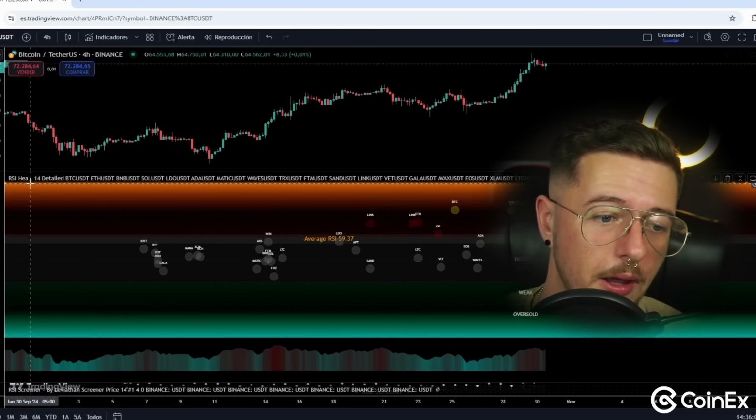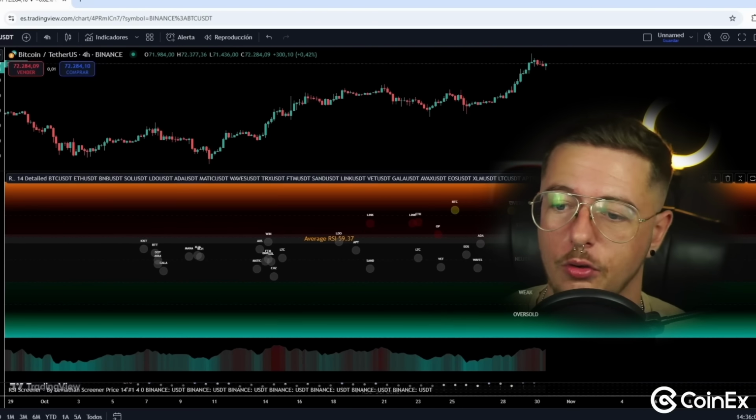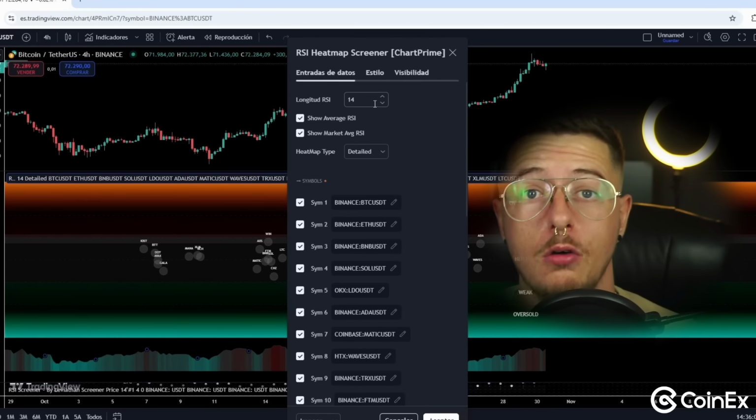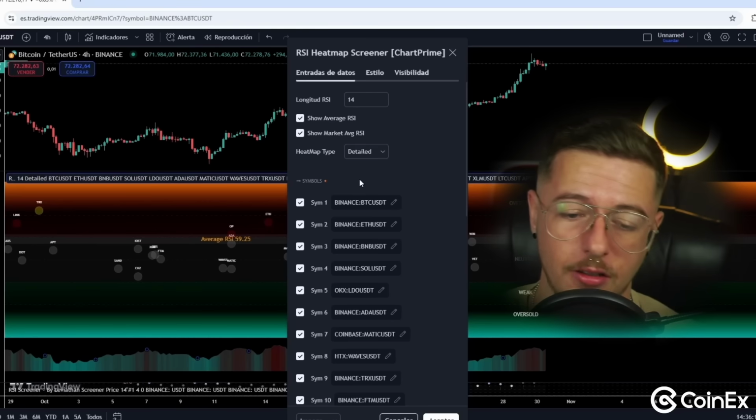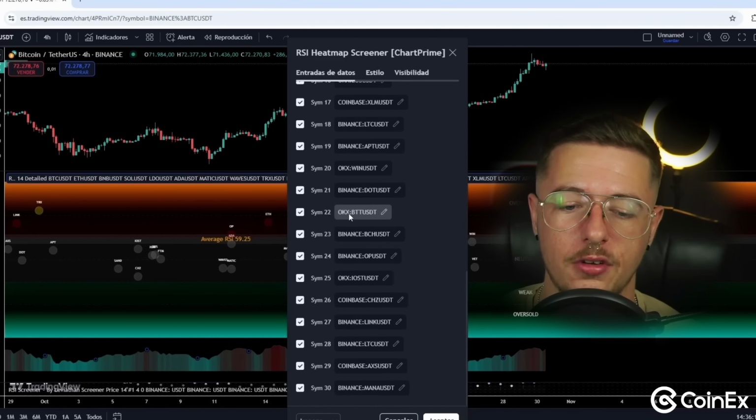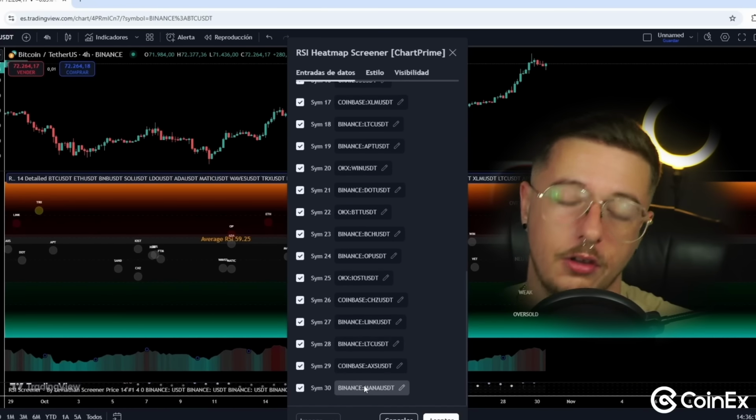So the first indicator I want to show you is this one. Basically, it's a heat map that has the RSI, okay, so it'll be showing us overbought and oversold in the market. If we look into the indicator, we'll be able to see that we have loads of assets, loads of cryptos that we can watch at one glimpse. Literally in 5 minutes, we can see what is going on in the market.